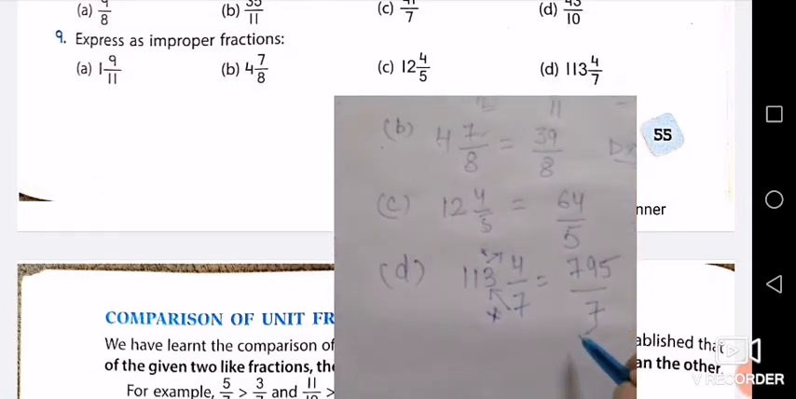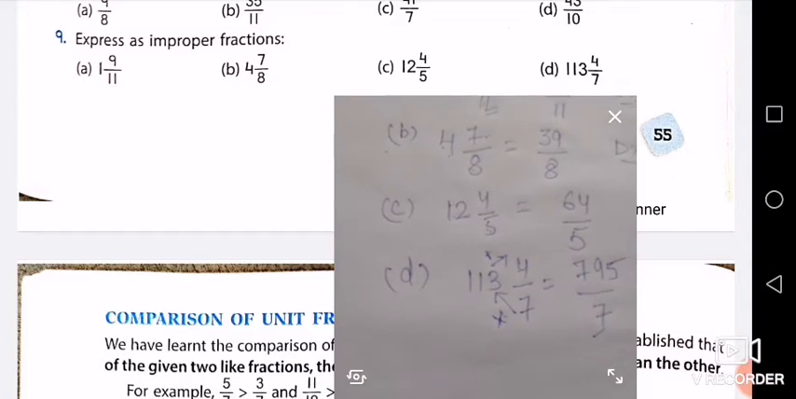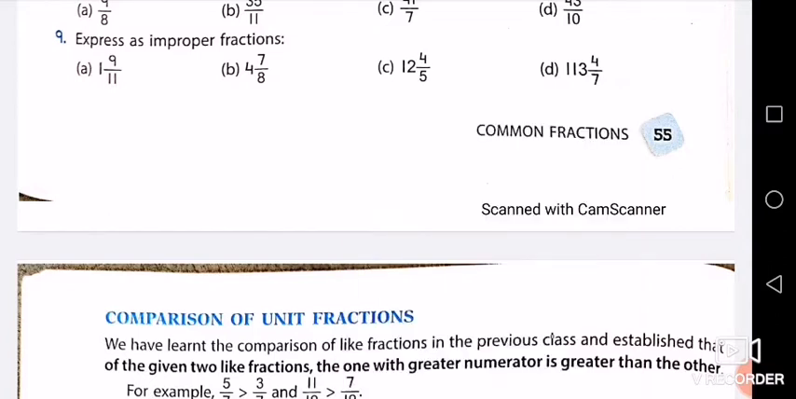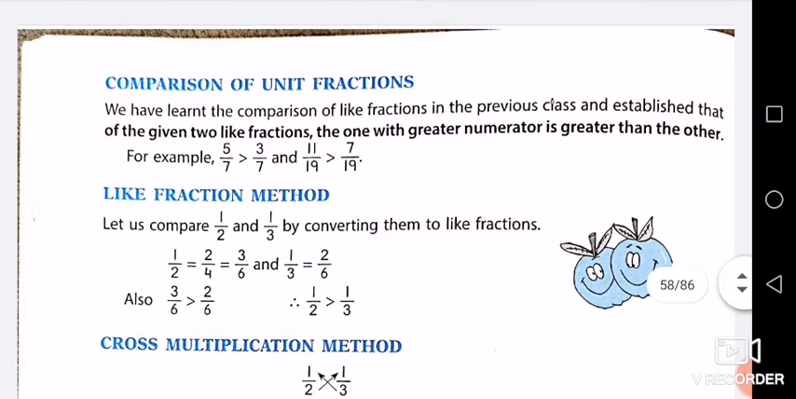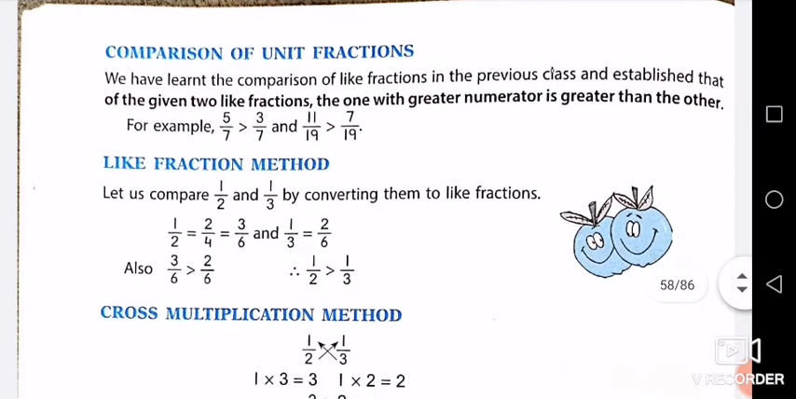Fine. So I hope how to express a mixed number as an improper fraction is clear to you all, and how an improper fraction can be converted into a mixed numeral, that is also clear to you all. Now next we will do comparison of unit fractions. So first of all we will revise what a unit fraction is. Unit fractions are those fractions which have 1 as a numerator.